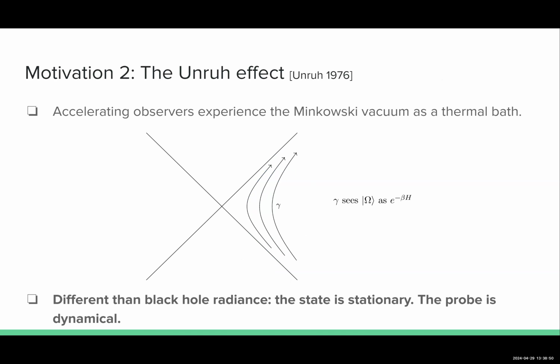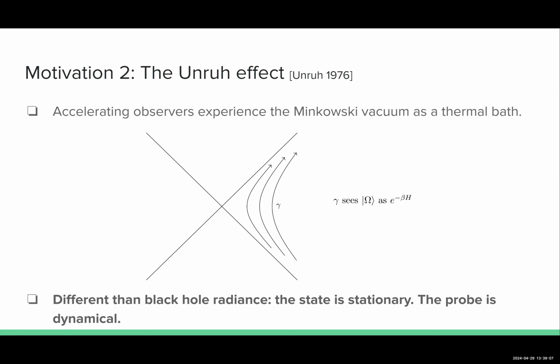So here's our spacetime diagram of a Rindler decomposition of Minkowski spacetime, and here's a family of boost trajectories in the Rindler wedge. What Unruh tells us is that a detector traveling along one of these trajectories is going to view the vacuum state as though it was a thermal state.